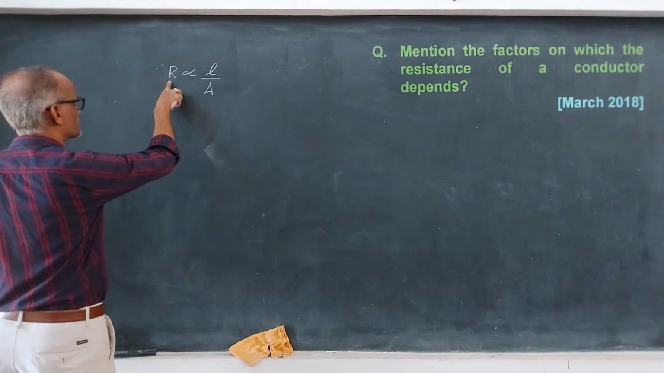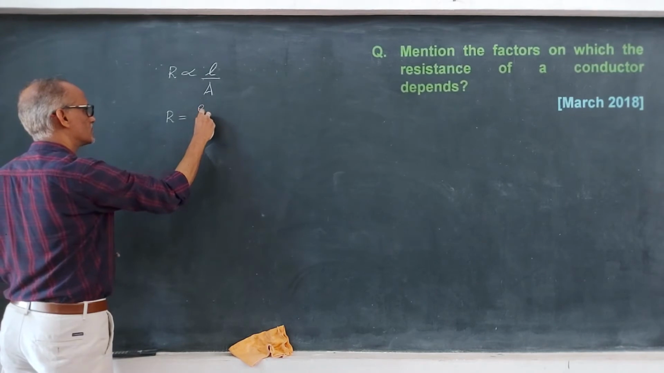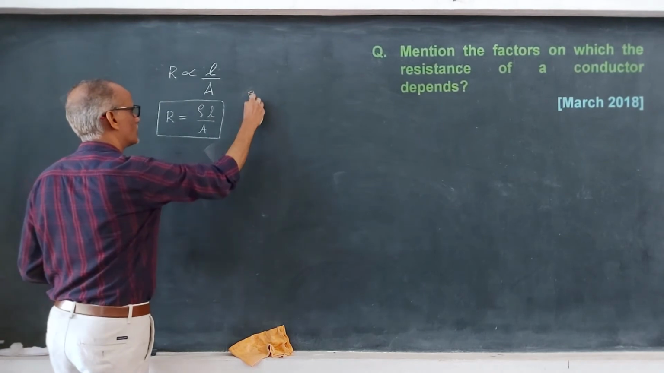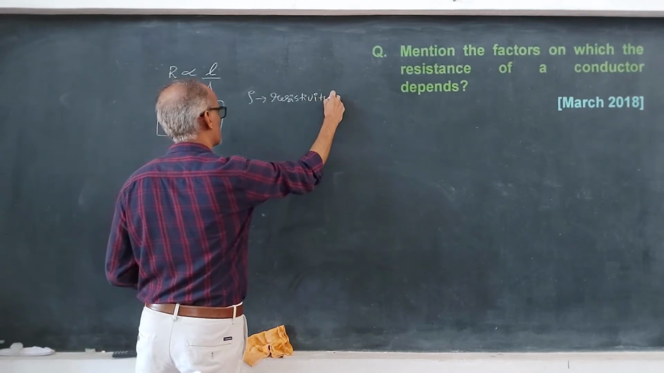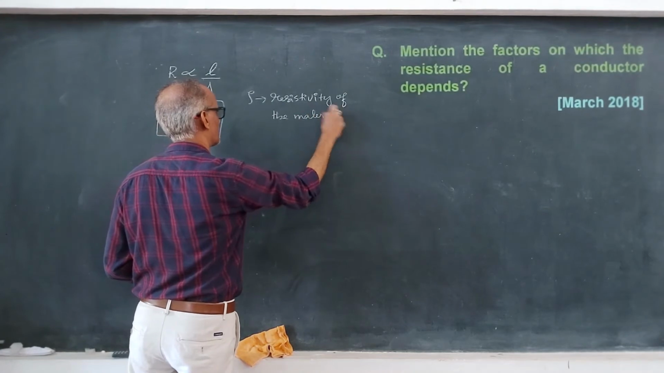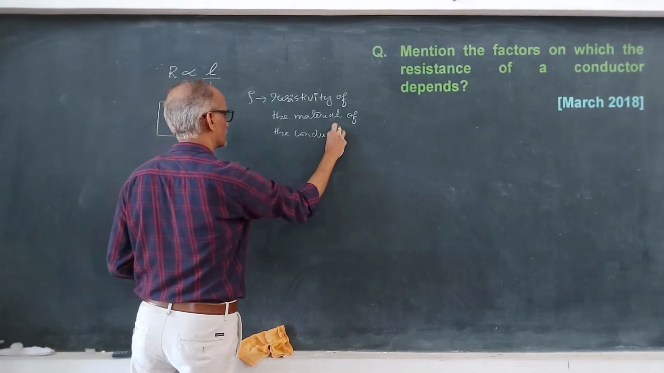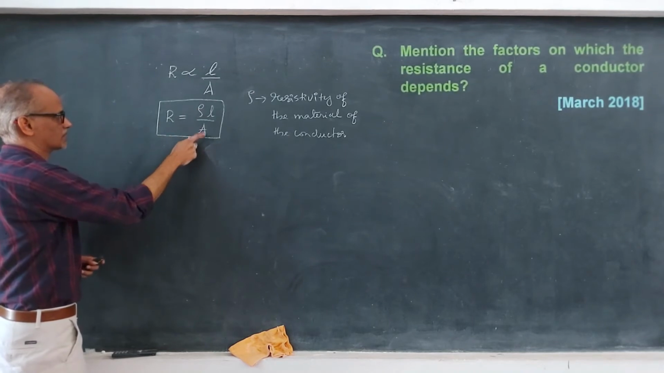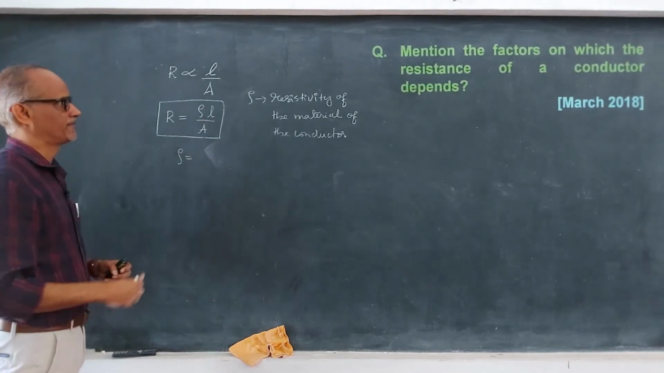Okay. So, R is directly proportional to length and inversely proportional to the area of cross section, with a constant denoted by rho: R is equal to rho L by A. This rho is called the resistivity of the material of the conductor. So, R is directly proportional to length and inversely proportional to area of cross section, and rho is the resistivity of the material of the conductor.